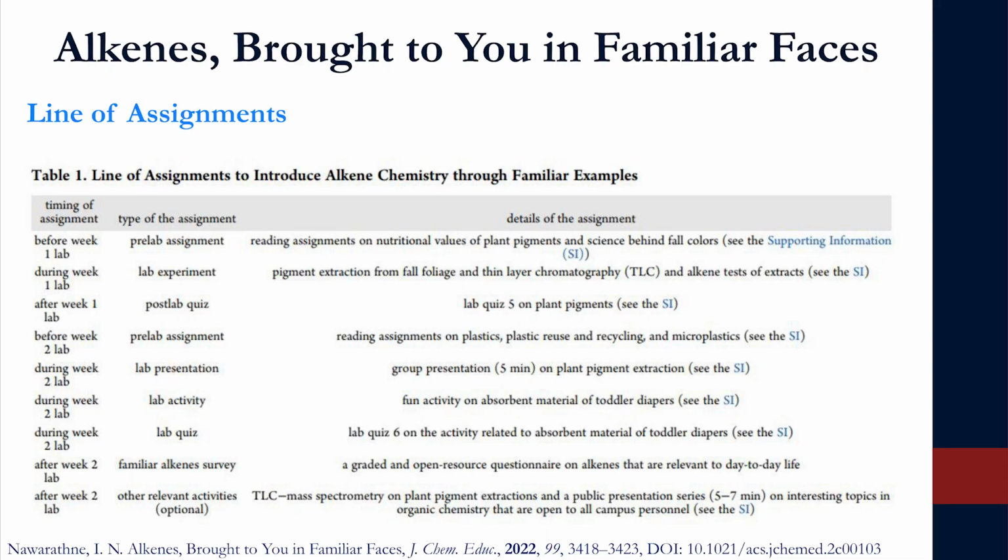So these ones I'm not taking extra time. These are mostly done as pre-lab assignments or the lab assignments in there.